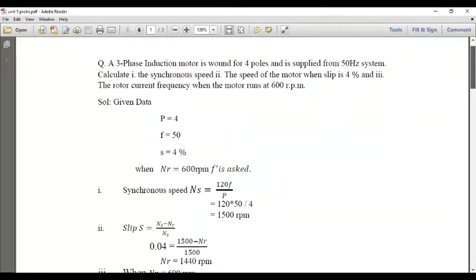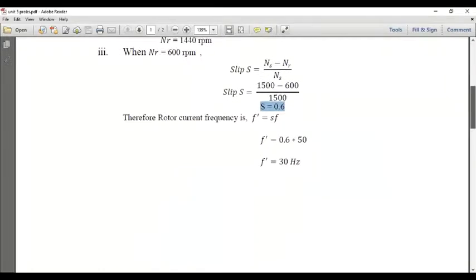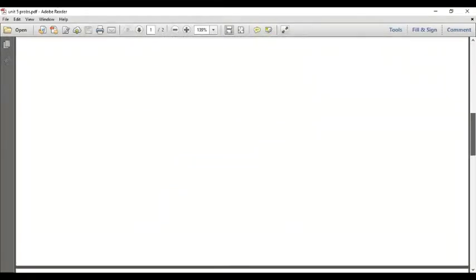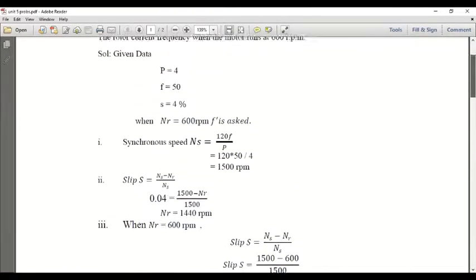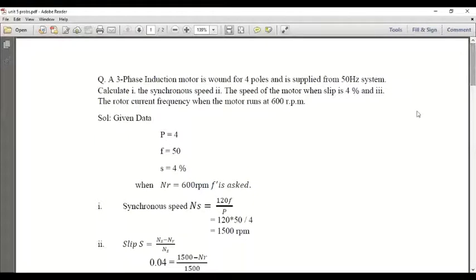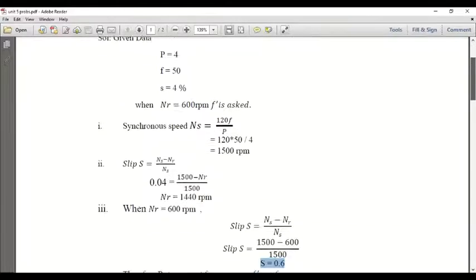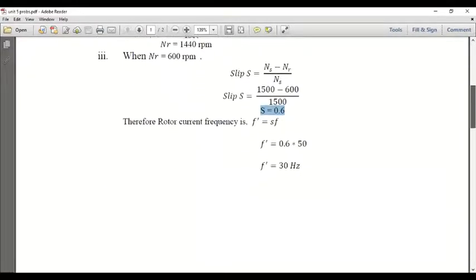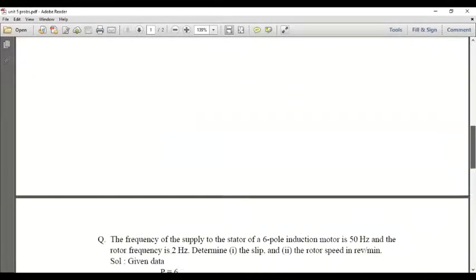In the same mode, the problems will be on synchronous speed, slip, rotor speed. The questions will be like this only. What is the slip? What is the frequency? What is the synchronous speed? Likewise, but the question would be different.